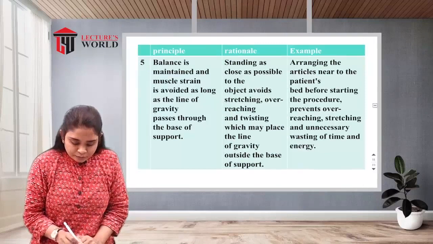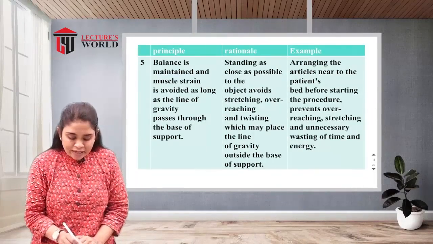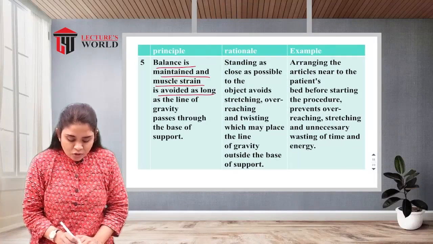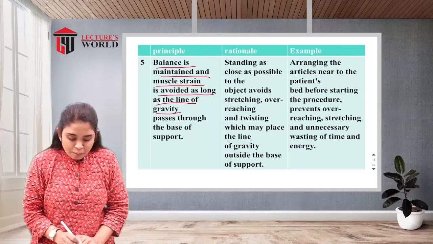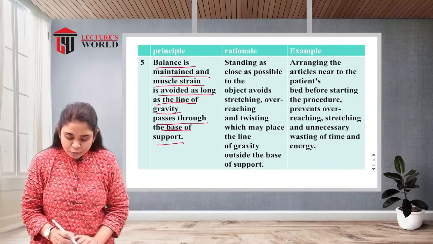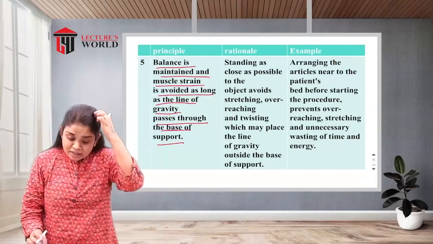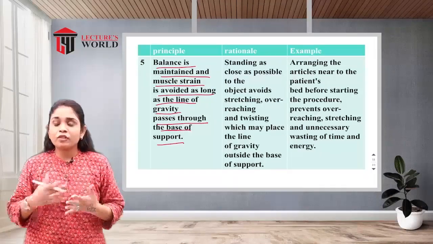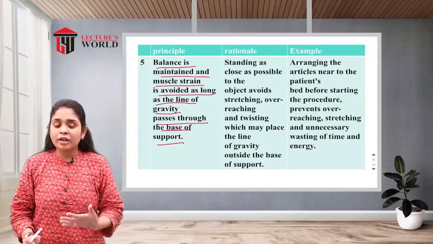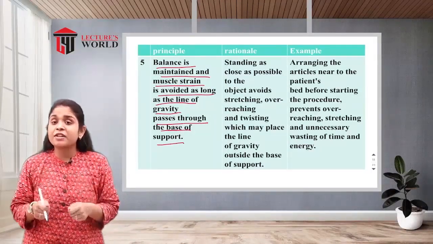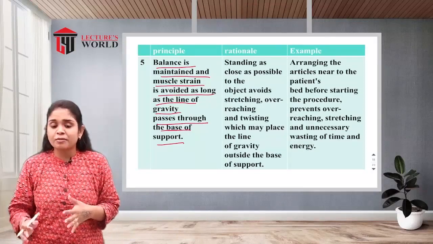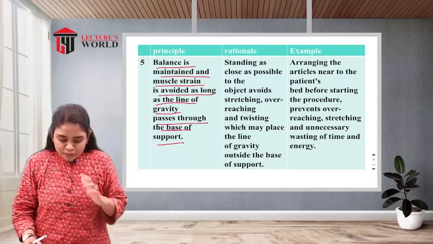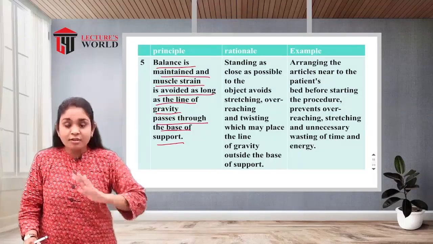Then the fifth one: balance is maintained and muscle strain is avoided as long as the line of gravity passes through the base of the support. So balance is maintained and muscle strain is avoided. Of course, when we are moving something, or transferring one patient to another patient or something, at that time the balance has to be maintained very properly. Okay, and the muscle strain is avoided.